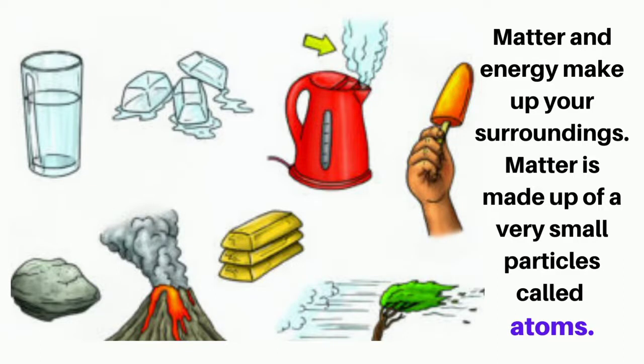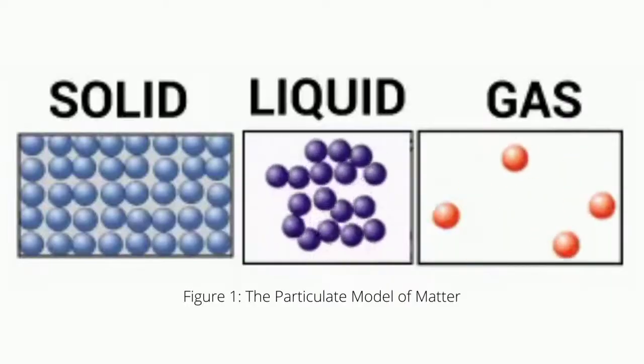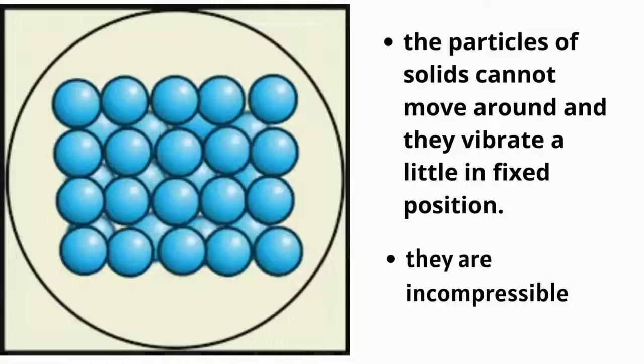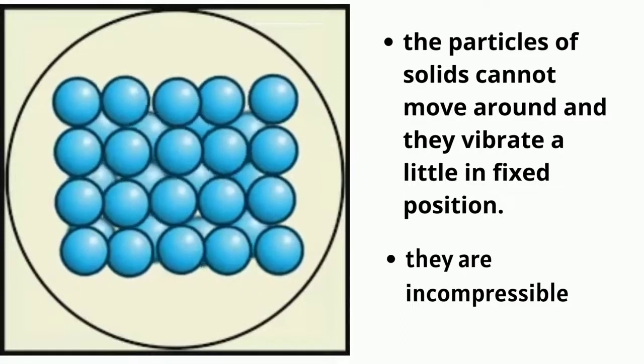Matter and energy make up your surroundings. Matter is made up of very small particles called atoms. It is the behavior and interactions of atoms and molecules within a substance that determine their state. The particulate model of matter in Figure 1 shows that the particles of solids cannot move around and they vibrate a little in fixed position. Thus, they are incompressible.